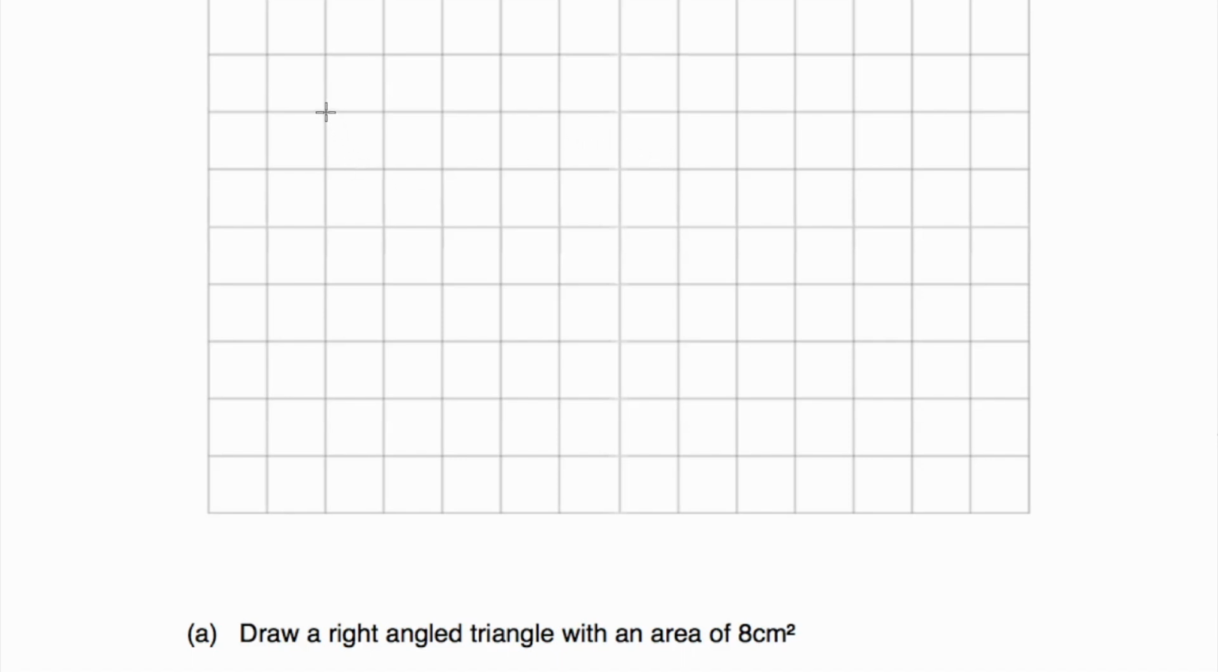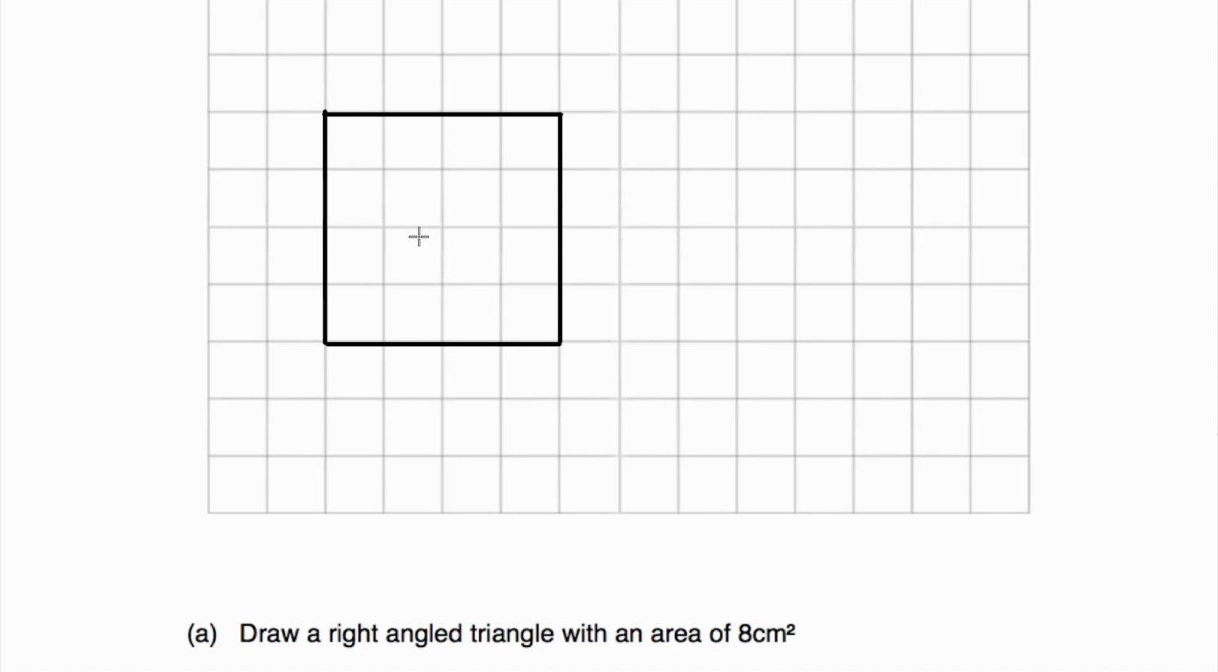Now what I'm going to do is come down 4 centimeters, 1, 2, 3, 4, and then go across 4 centimeters, and then go up 4 centimeters, and go across 4 centimeters. So what I've drawn there is a square, and that square has got an area of 16 centimeters squared, because it's a 4 by 4 square. It's got 4 rows of 4, and 4 times 4 is 16 centimeters squared.